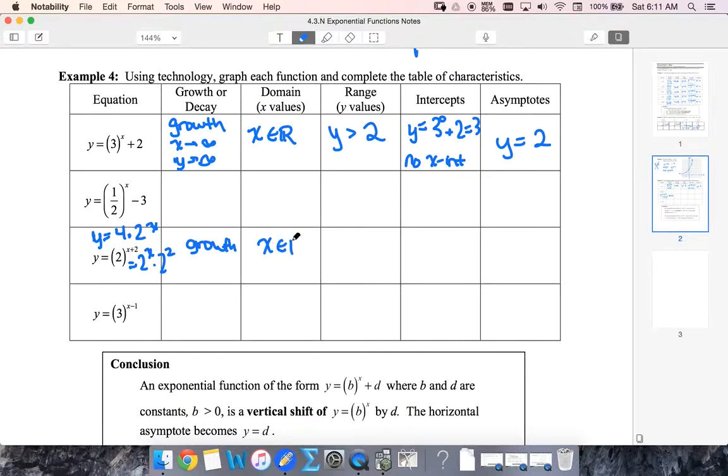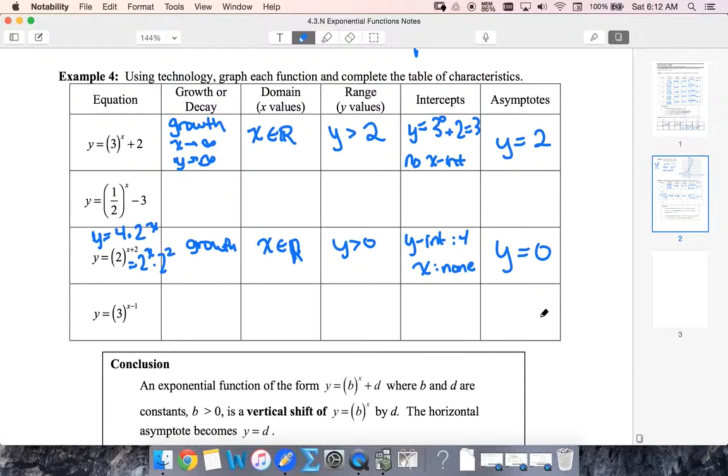X is an element of reals. My y values are back to just being positive. My y-intercept we saw was at 4. There's still no x-intercept. And my asymptote is back to being y equals 0.